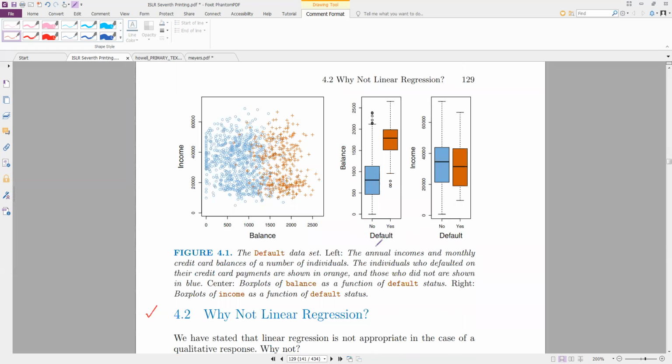Here we have different categories. We have one category here and another category here. The individuals who defaulted on their credit card payments are shown in orange, and those who did not default in blue. So maybe we want to predict those categories. Now you look at that and you see the overlap. So you see the problem.